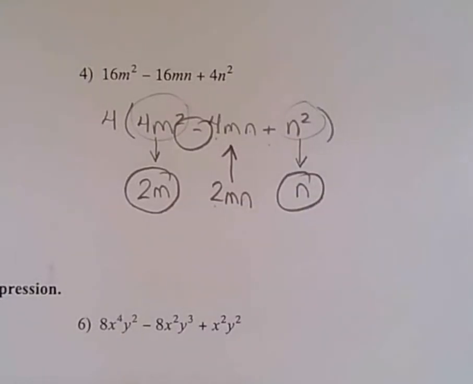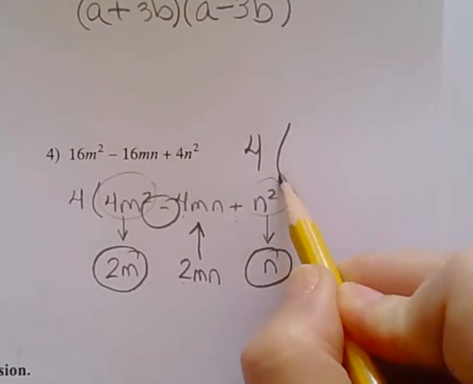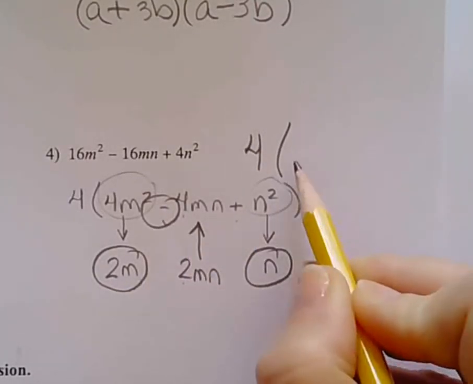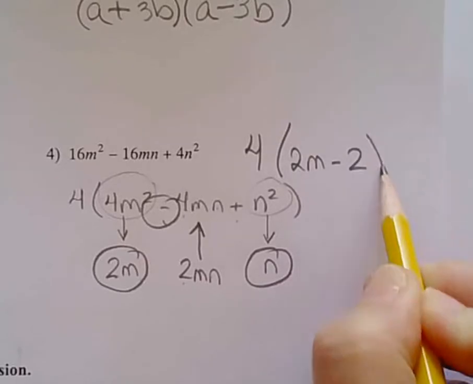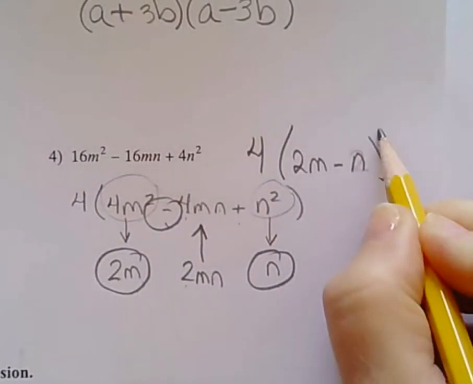That is how we find our factor. Don't forget your 4 in front. I'm going to put the answer over here. 4, parentheses, 2m minus n, squared.